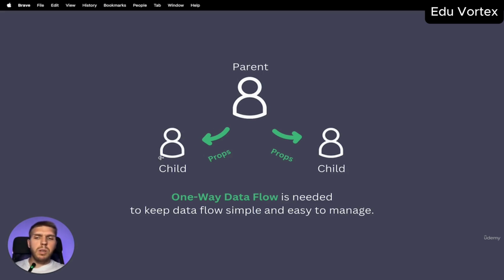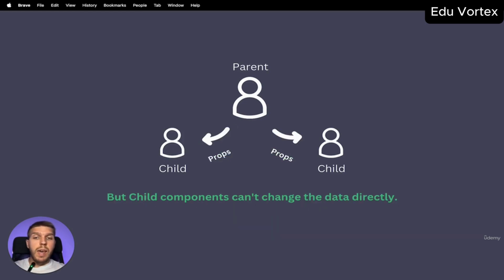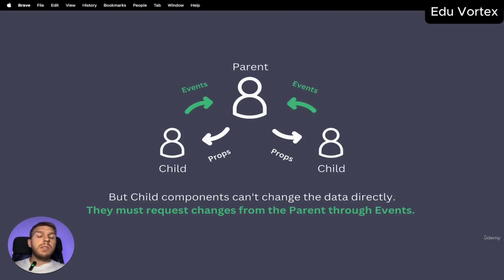But how can components work with this data? Can they change it? The child components cannot change the data directly. They must request these changes from the parent through events. Like when a children component, like the menu, wants to change any information the parent shared with it, it makes a request, sends an event: change this information, please. And it helps us to have one source of truth for data in a parent component.